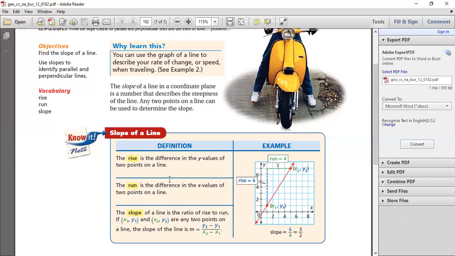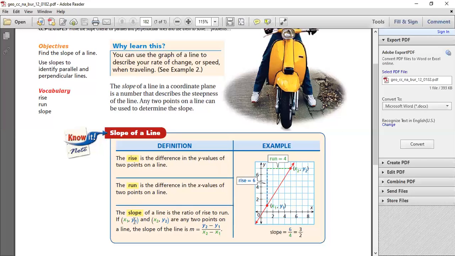Rise is the difference in y values of 2 points on a line. Remember, I used to tell you, either you go up or come down. Coming down is a fall, going up is a rise. So that's the difference in the y values. The run is the difference in the x values. So either you move to the right or you move to the left, because the x-axis is horizontal. The y-axis is vertical, so that's why we move up. Moving up we say is a rise, and coming down we say is a negative rise, which means it's a fall. The slope of a line is the ratio of rise to run.